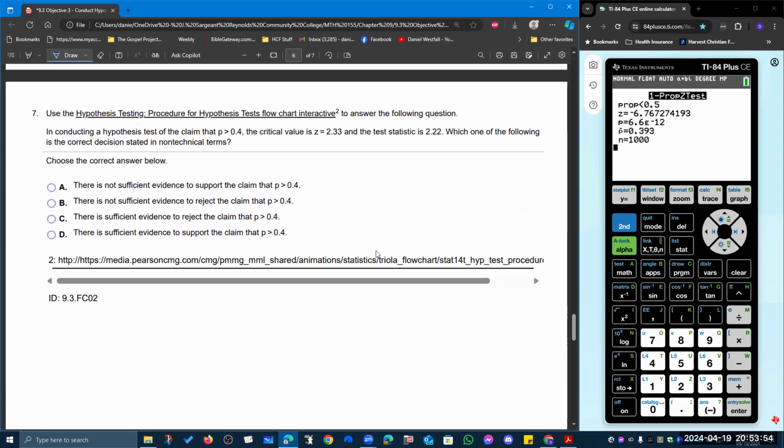We're conducting the hypothesis test that P is greater than 0.4. So I put 0.4 in H naught. Critical value is 2.33. Test statistic is 2.22. So we fail to reject H naught. So there's insufficient evidence to support the claim.